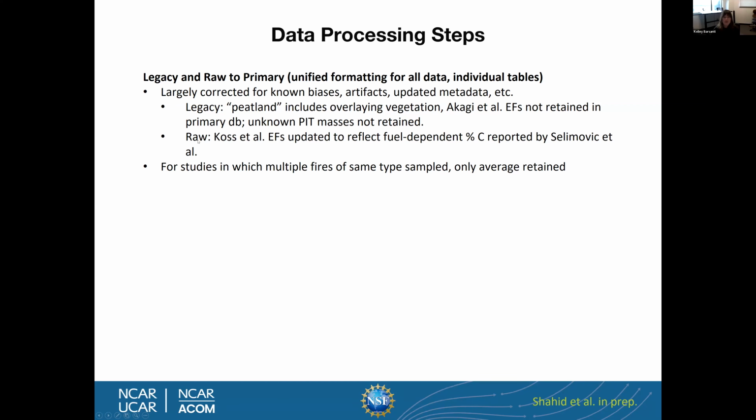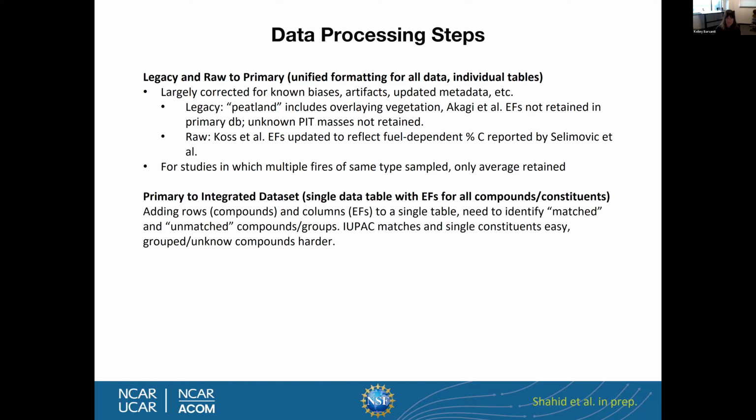An example from the raw database: these are newer publications. This is a paper by Abby Koss. The emission factors and costs were calculated assuming 50% carbon in all fuels. We did a correction to reflect the fuel-dependent percent carbon that was reported later by Selimovic. So this is the type of data processing that we did as we moved all the data into this primary database. In addition, for studies where multiple fires of the same type were sampled, we only retained an average. So if you sampled garbage burning 30 times, we presented the average in this primary database.